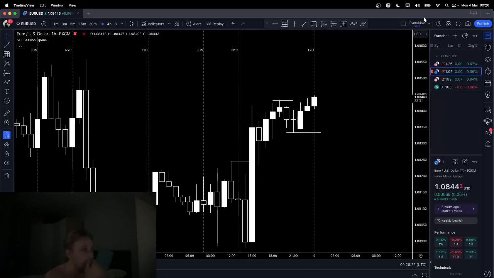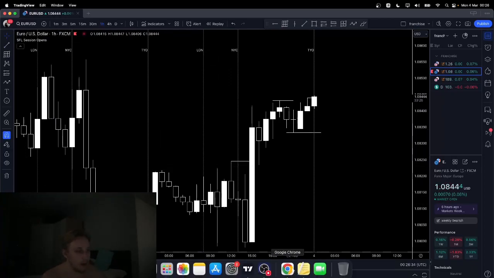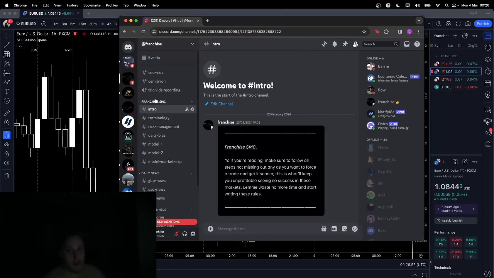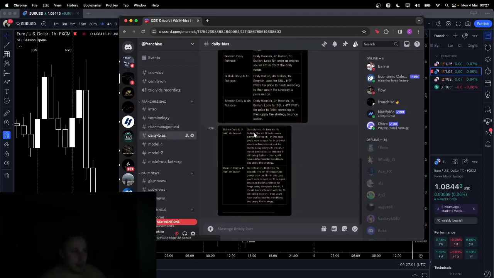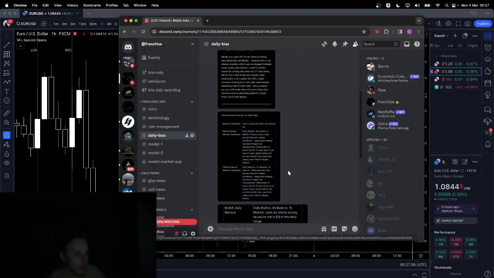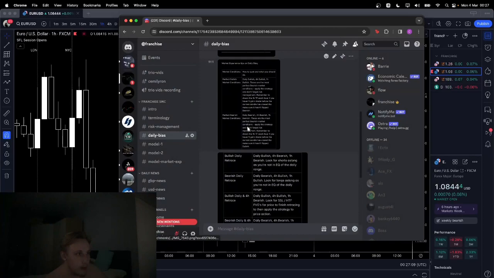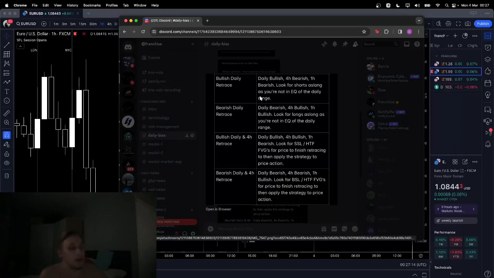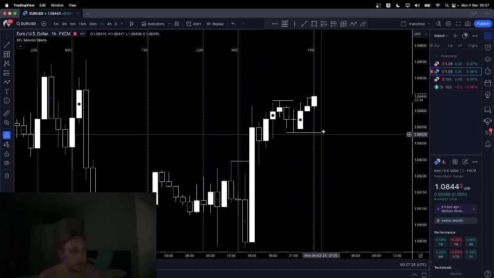So if the 4 hour and the 1 hour is bullish and the daily is bearish, what we can do is we can come to Franchise SMC. We can look at daily bias, right? And this is literally what I'm going over with you now. And we can look at these different market conditions: the bearish daily retrace. Daily's bearish, this is what we said. 4 hour and 1 hour is bullish. Look for longs as long as you're not in equilibrium of the daily range.